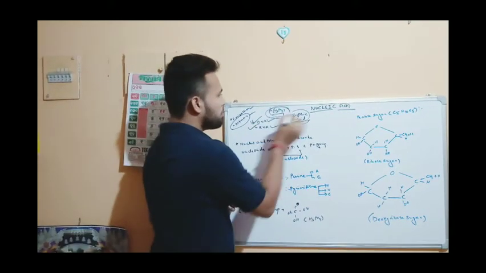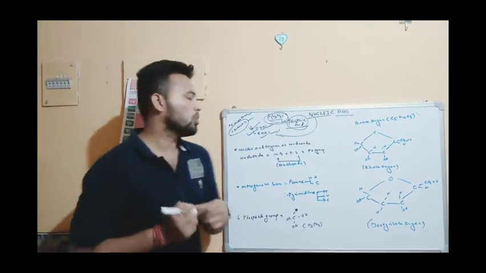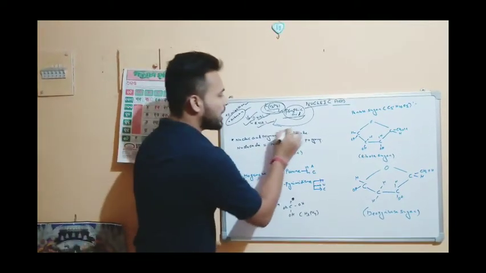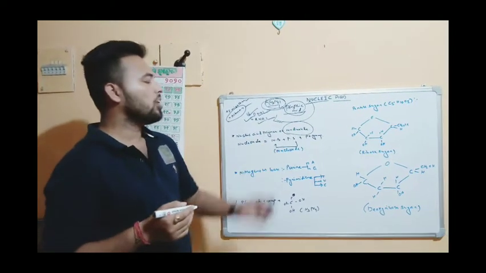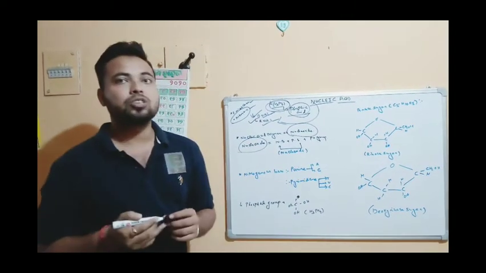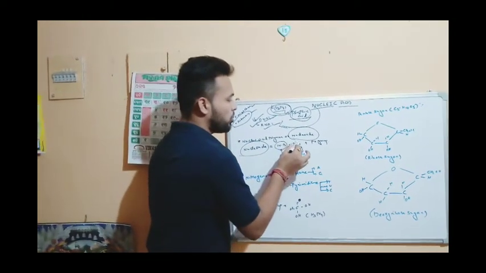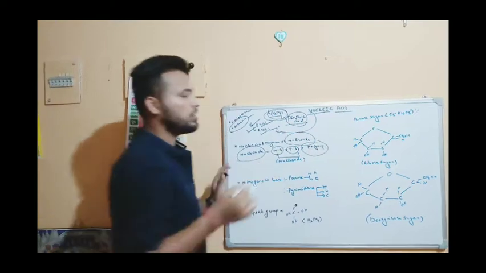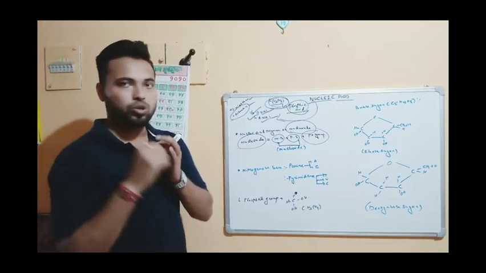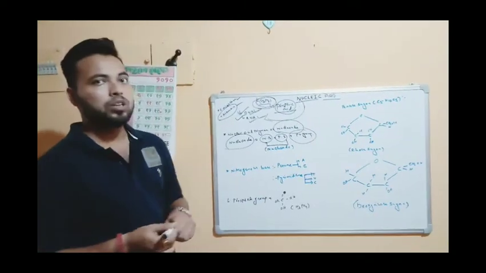Then let's move on to what nucleic acid is. Nucleic acid is a chain, a polymer, of nucleotides. Then what is a nucleotide? A nucleotide is mainly the composition of a nitrogenous base, a pentose sugar and a phosphate group. When these three parts combine together they form a nucleotide: the first is the nitrogenous base, the second is the pentose sugar, and the third is the phosphate group.